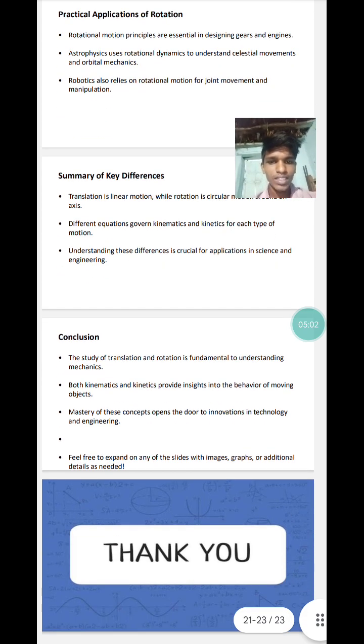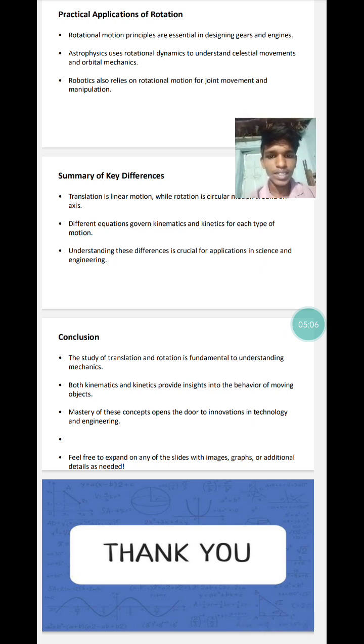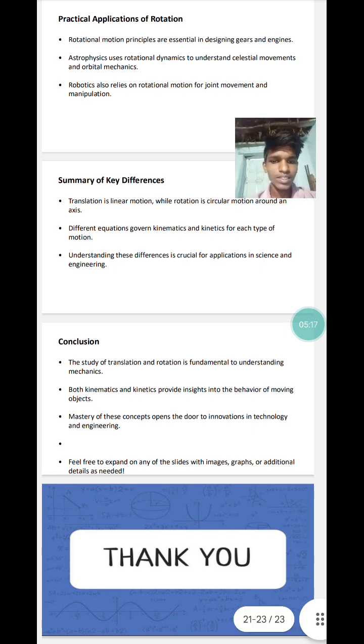Conclusion. The study of translation and rotation is fundamental to understanding mechanics. Both kinematics and kinetics provide insights into the behavior of moving objects. Mastery of these concepts opens the door to innovations in technology and engineering.